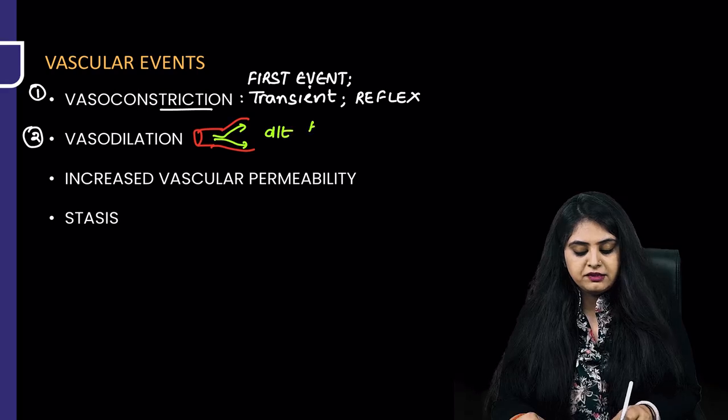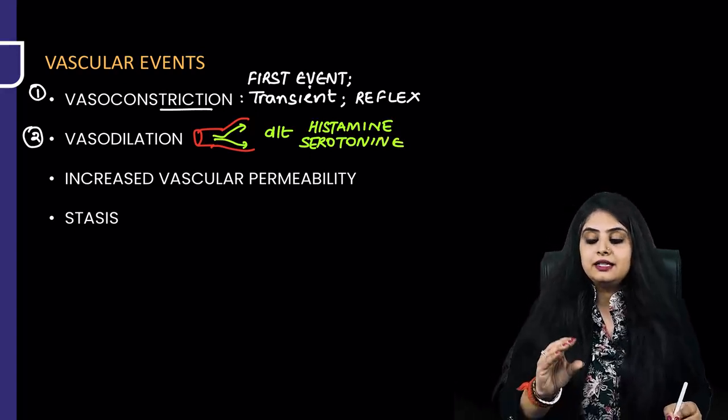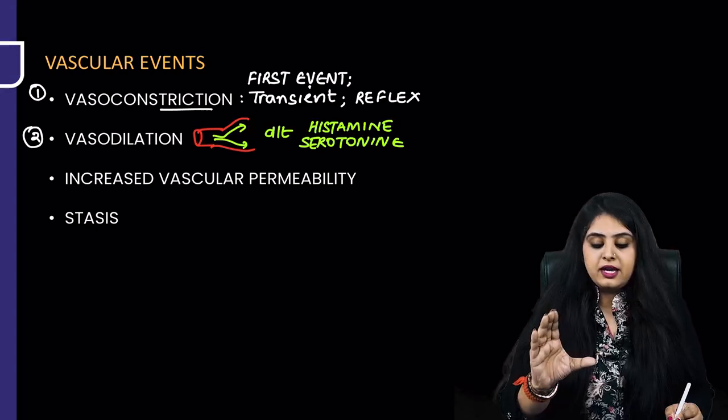Who dilates the blood vessel? It is because of 2 mediators, that is going to be histamine and serotonin. So histamine and serotonin are the 2 brothers which always work together, and they increase the blood vessel diameter, vasodilation.